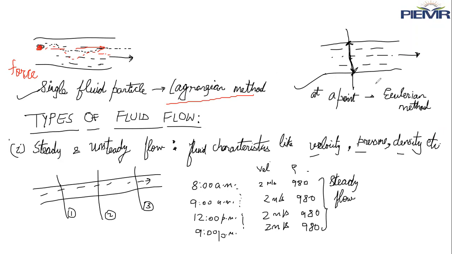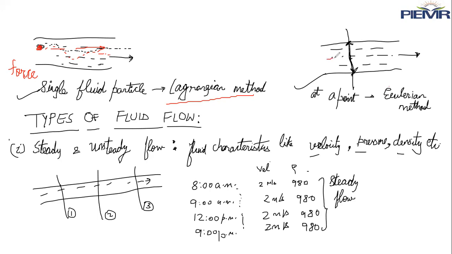On the other hand, another scientist gave this Eulerian approach. It was given by this scientist called Euler, like the Lagrangian method was given by the scientist named Lagrange. The Eulerian method gives a much easier way to study the fluid flow.